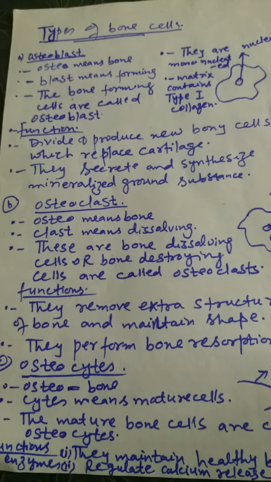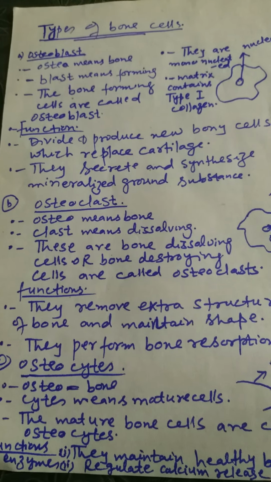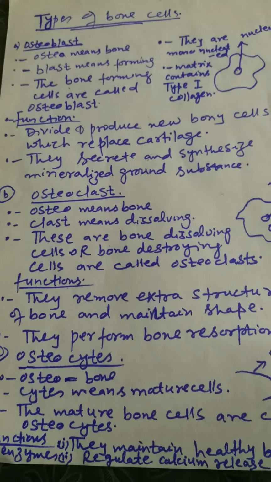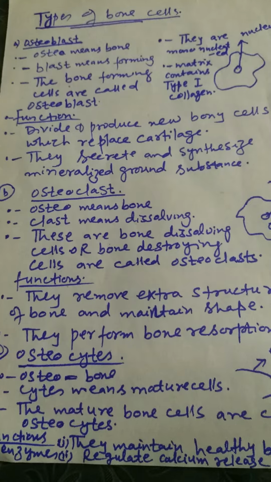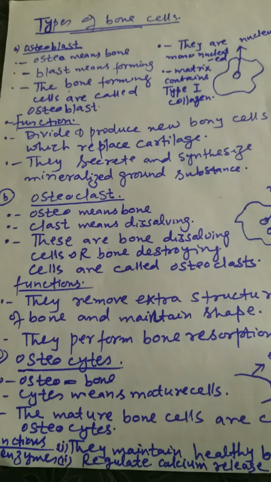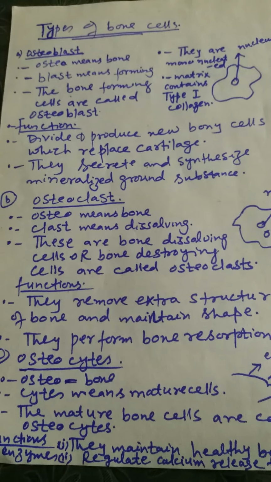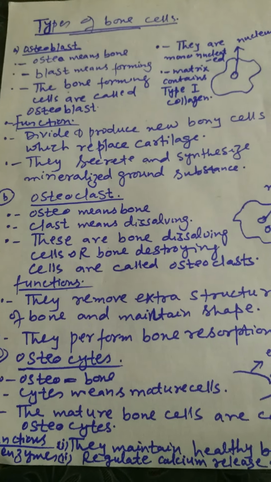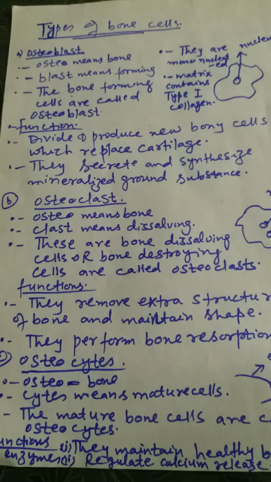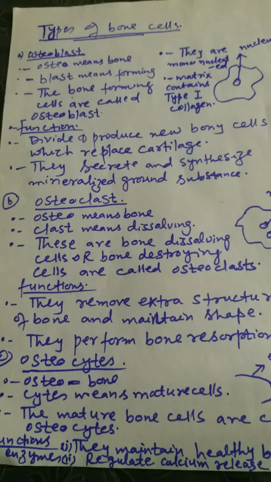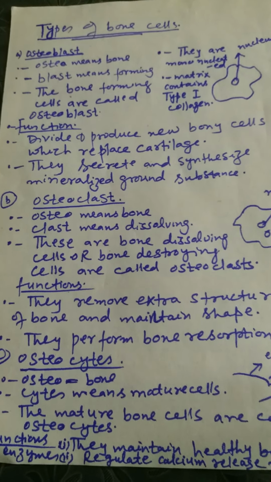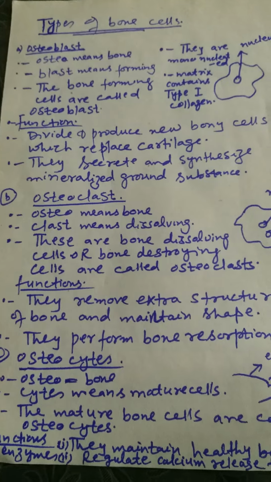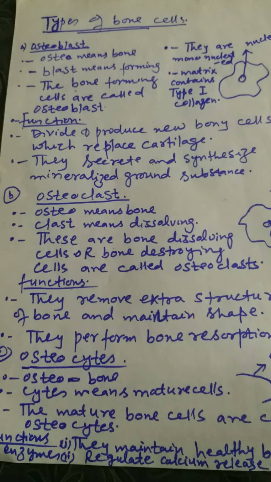So the bone forming cell, osteoblast, produces matrix. Matrix contains type 1 collagen. Here we should also tell what is collagen. Collagen is a protein. The abundant protein found in living beings, not only in the body of animals, is collagen. The function of the osteoblast is to divide and produce new bony cells which replace cartilage. Osteoblasts also secrete and synthesize mineralized ground substance containing type 1 collagen.